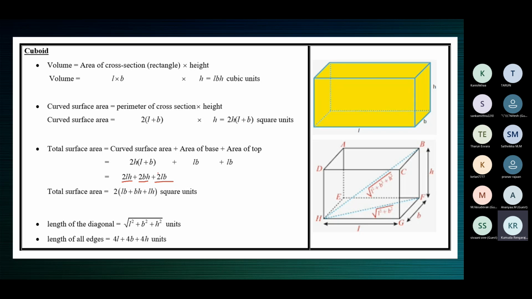Now 2 is common. So take 2 out. LB plus BH plus LH. This is the total surface area. 2 of LB plus BH plus LH is the total surface area of a cuboid. Total surface area of a cuboid is 2 of LB plus BH plus LH square units. Area, no? So square units.